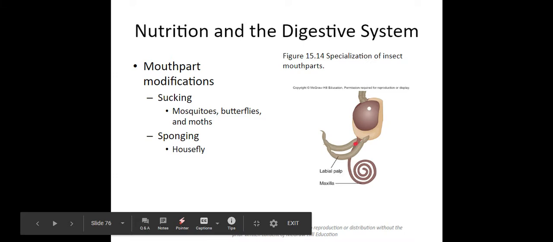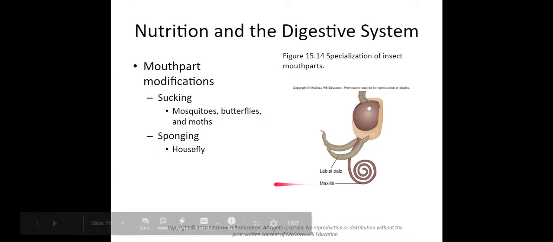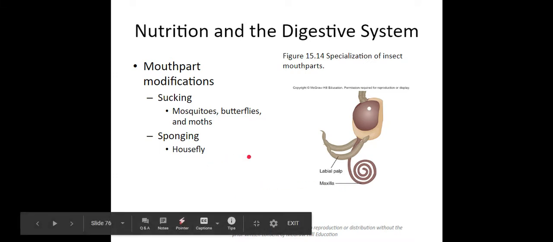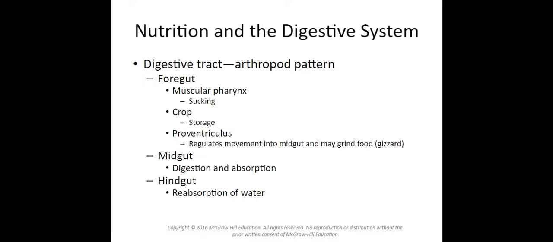And in the case of butterflies, they have this nice coiled proboscis, and they will uncoil it when they go to suck. If you've ever been to a butterfly house, a butterfly can land on you. You'll actually watch this happen. It's kind of interesting. Houseflies use a sponging motion. They actually just kind of soak up the food that they're eating. They don't actually do the chewing.